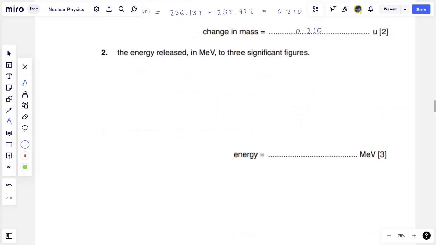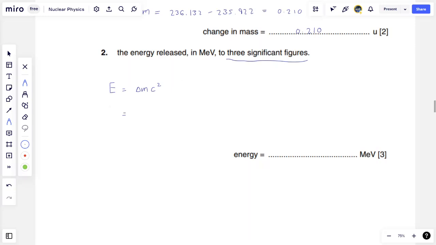Next, we want to know how much energy is released to 3 significant figures. Very specifically, they told us the number of significant figures we need to use, so we don't have a choice in this matter but to pay heed to that. So what do we do? I'm going to go back to the one thing I know about energy. The one thing that I learned about energy in this topic is that E is equal to mc squared.